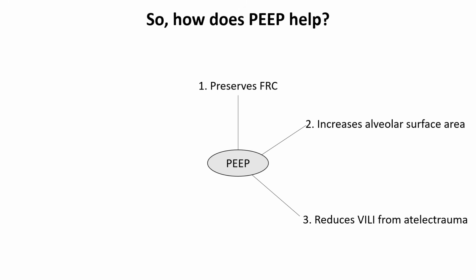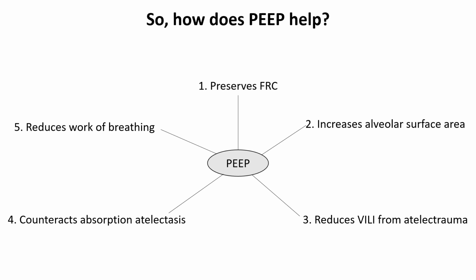Moreover, PEEP counteracts absorption atelectasis, a condition where high FiO₂ replaces nitrogen in the alveoli, leading to collapse when oxygen rapidly diffuses out. Finally, PEEP reduces the work of breathing in spontaneously breathing patients on the ventilator. By keeping the alveoli open, it decreases respiratory muscle effort, benefiting conditions like COPD and ARDS. In one word, PEEP improves oxygenation.